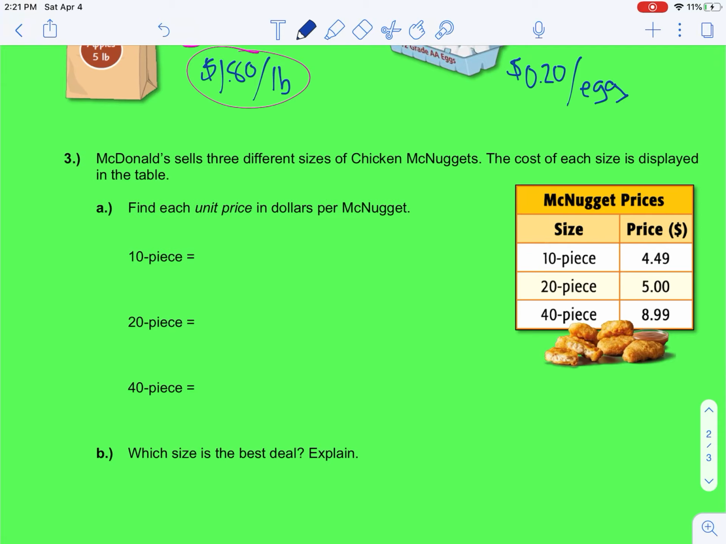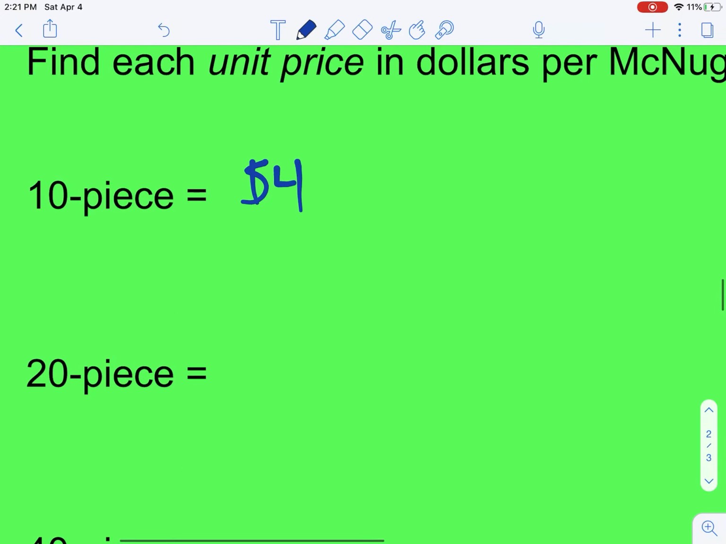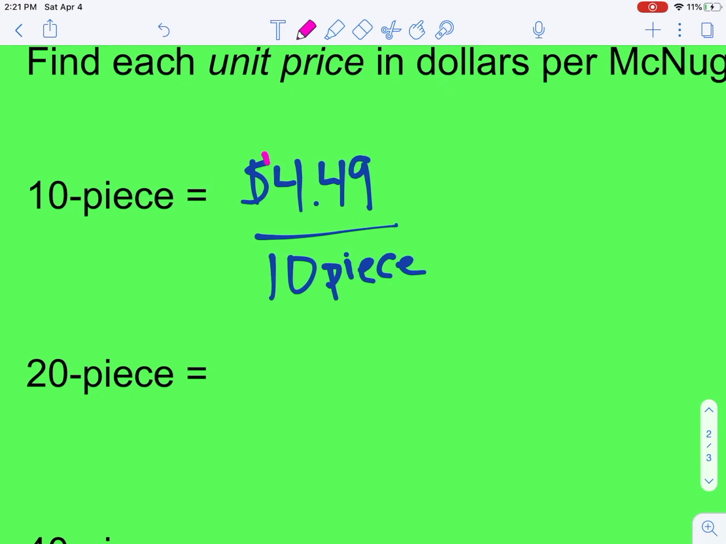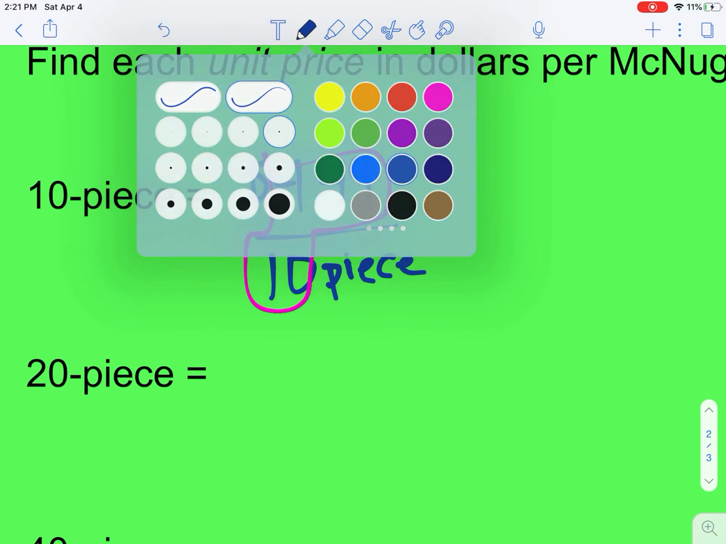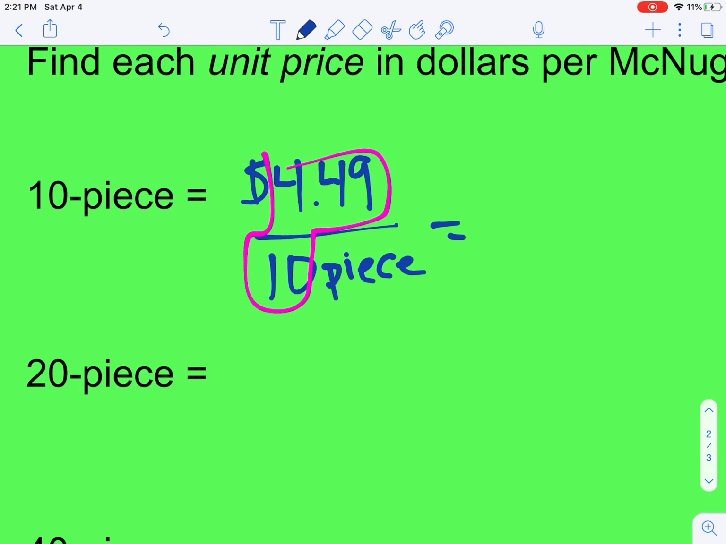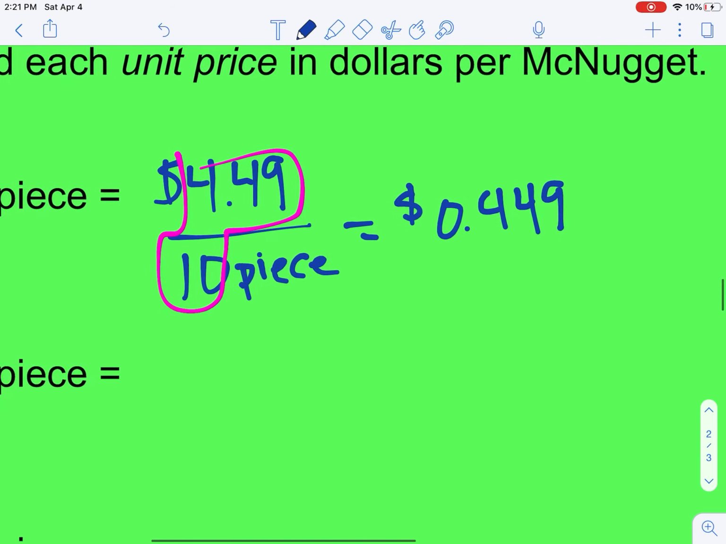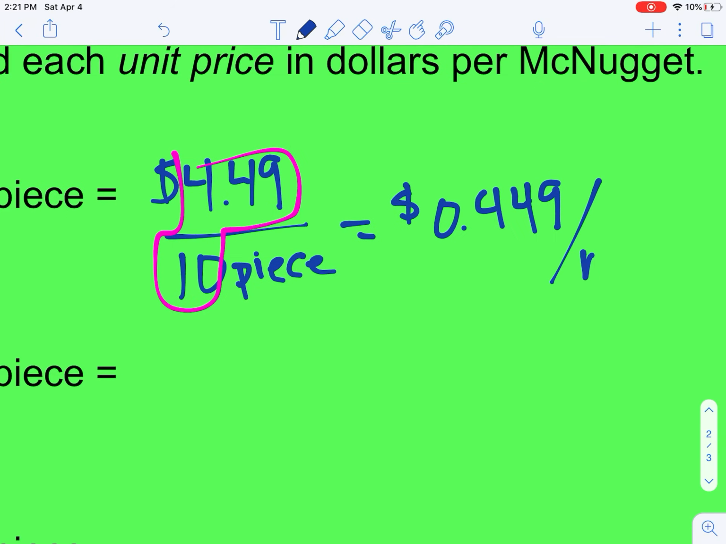So if I look at my 10-piece, it costs $4.49 for 10 pieces of chicken nuggets. So I want my $4.49 on the top, and I've got 10 pieces on the bottom. So I'm going to divide, and when I divide $4.49 divided by 10, I end up with, if we just move the decimal point over, 0.449.